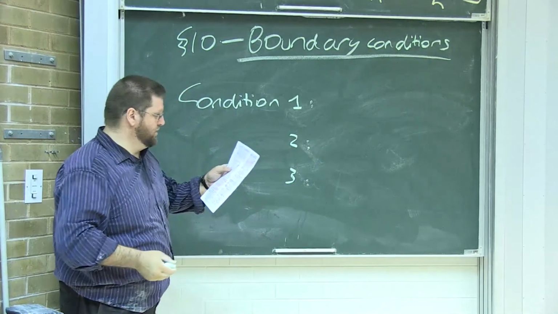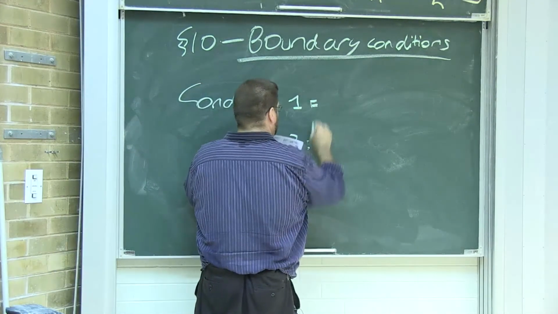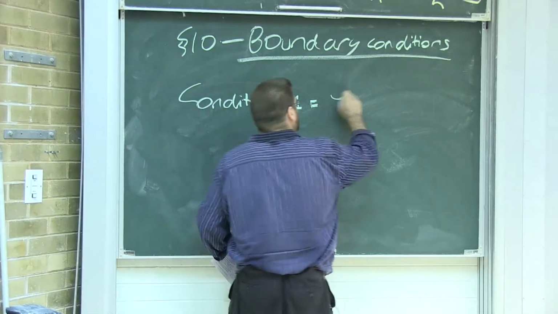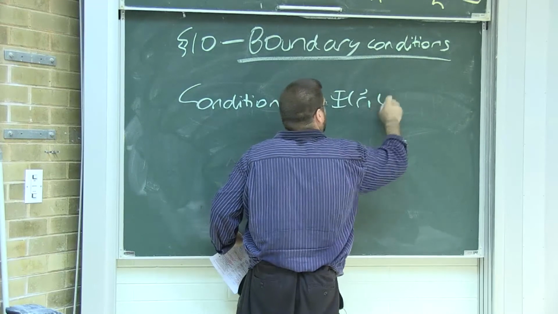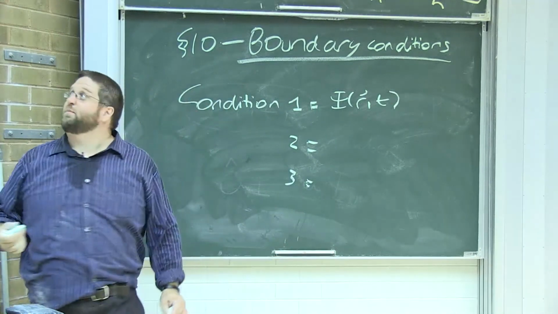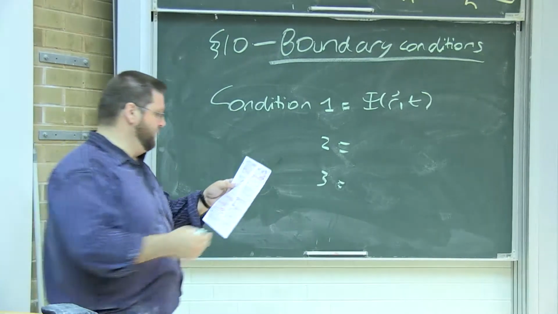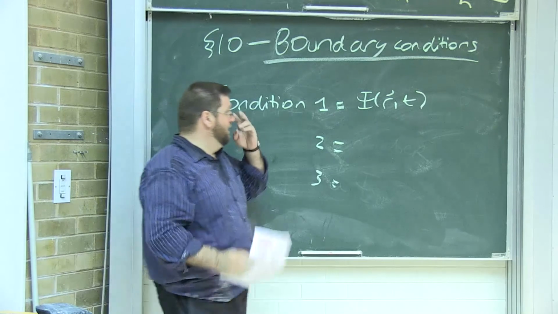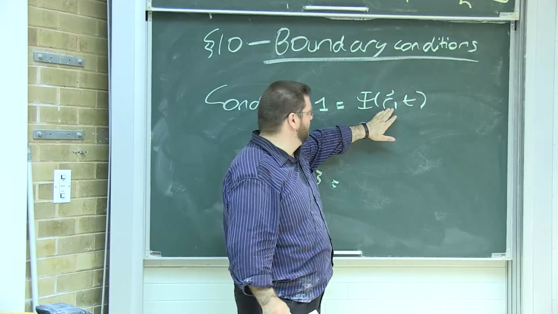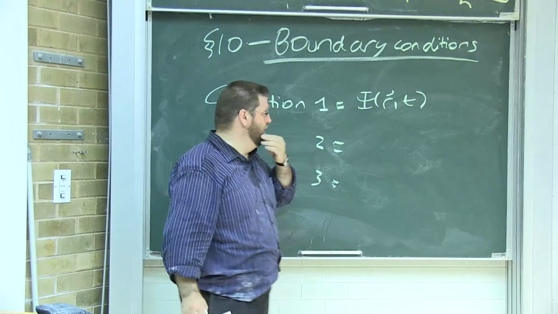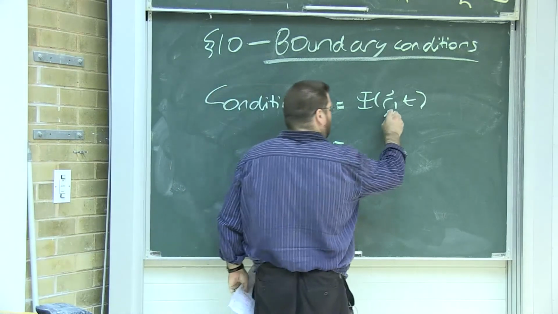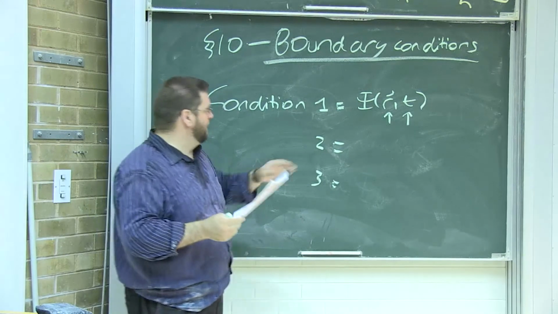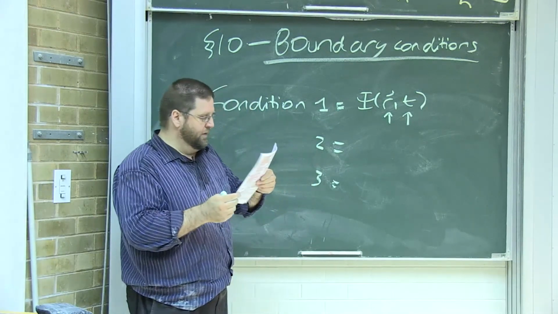So condition 1, condition 2, and condition 3. Condition 1, in loose terms, demands that this wave function be well behaved. More precisely, that it be continuous and single valued. It's got to be a continuous function of position and time, and it's got to be single valued. In other words, at any particular point in space, at any instant of time, this should have one complex number associated with it.